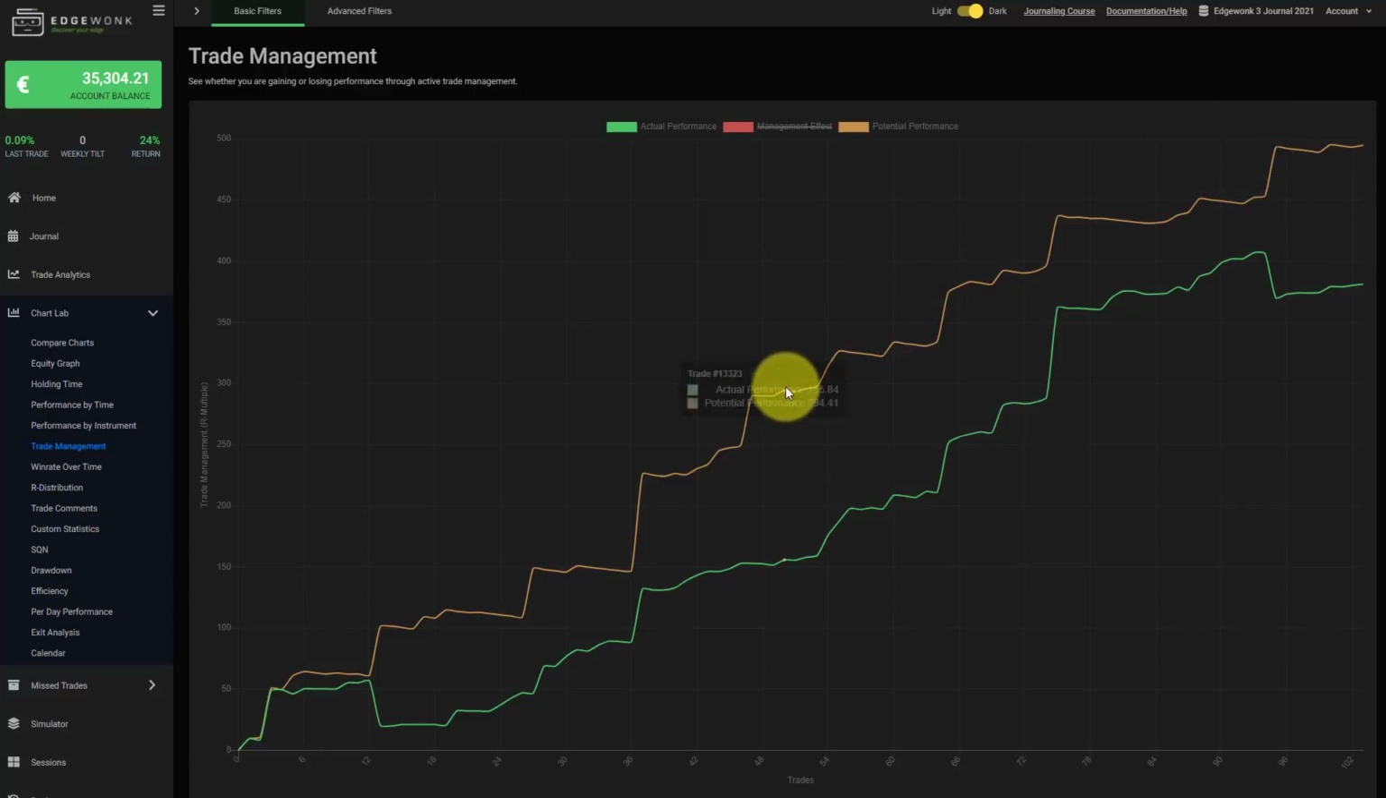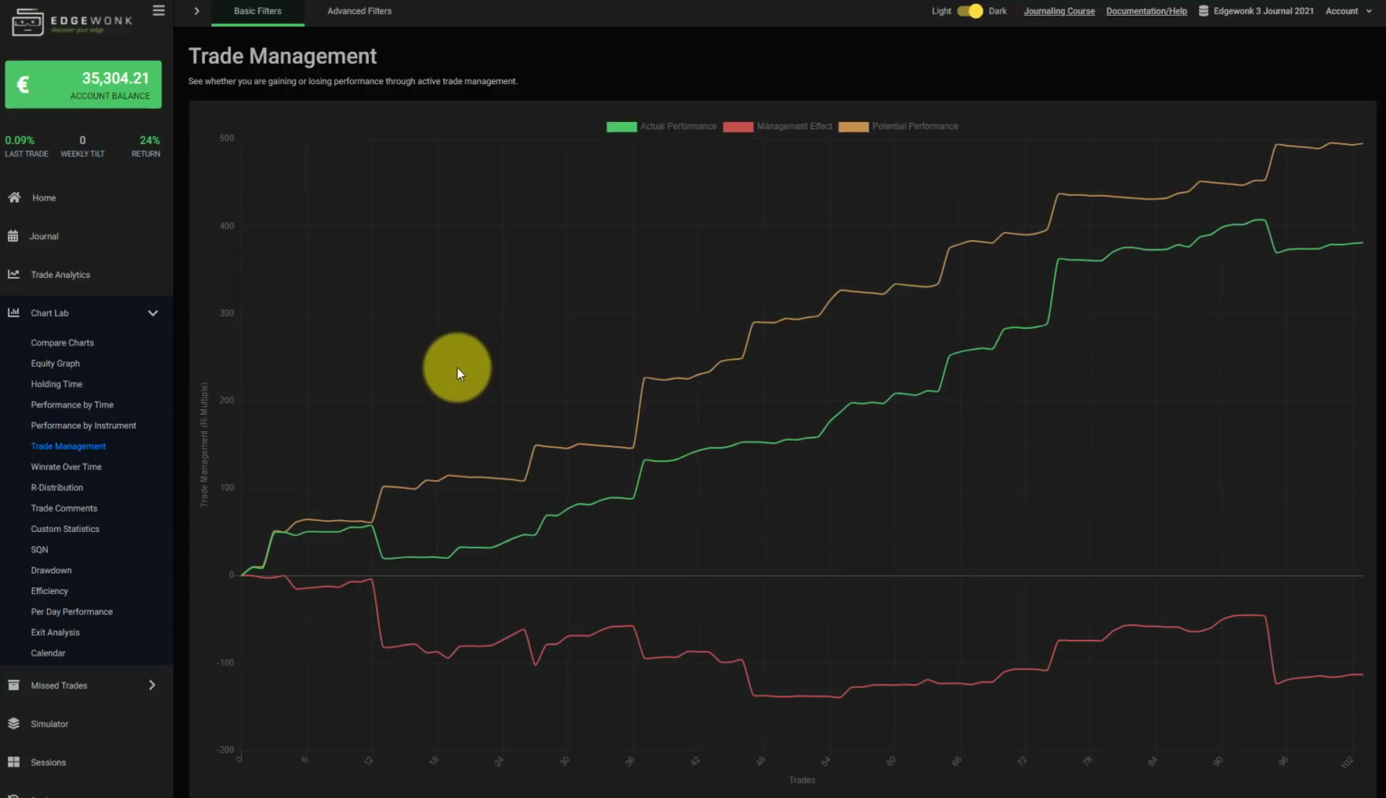So this is actually a great finding for the trader, because it means that his trading results could have been even more profitable than what they are actually right now. By just not messing around with the trades, there is a huge potential for an increase in performance.